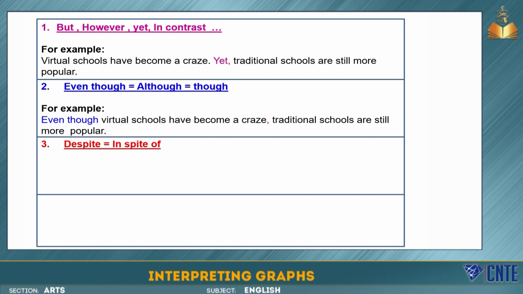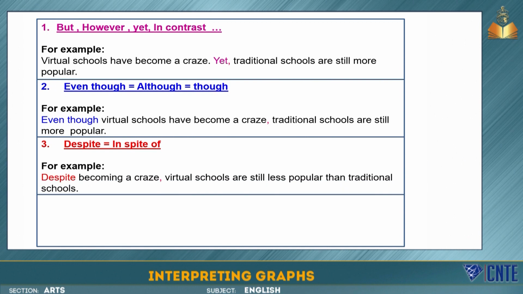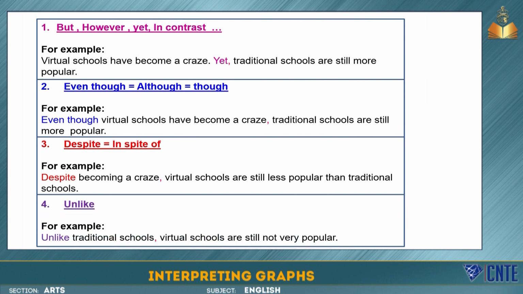You can also use despite or in spite of. For example, despite becoming a craze, comma, virtual schools are still less popular than traditional schools. Finally, unlike can also be used. For example, unlike traditional schools, comma, virtual schools are still not very popular. Focus again and study the structure differences in these examples.